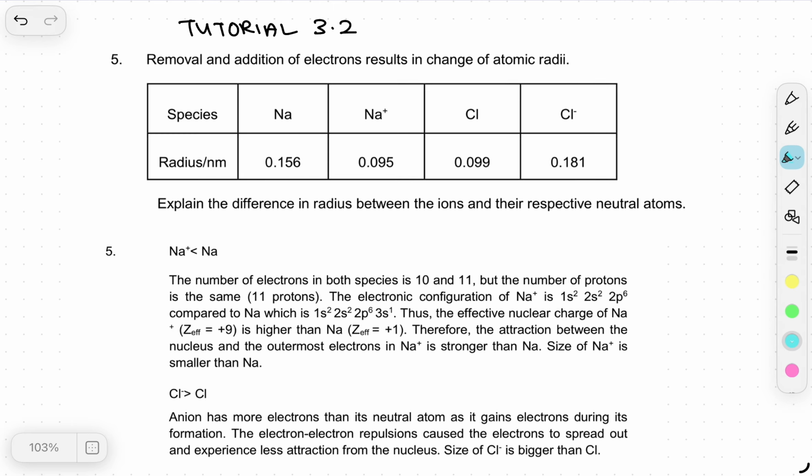First question, explain the difference in radius between the ions and their respective neutral atoms. So what ions do we have here? We have Na+, which is smaller than its neutral atom, and we have Cl- chloride ion, which is larger than its neutral atom. So why is there this difference?